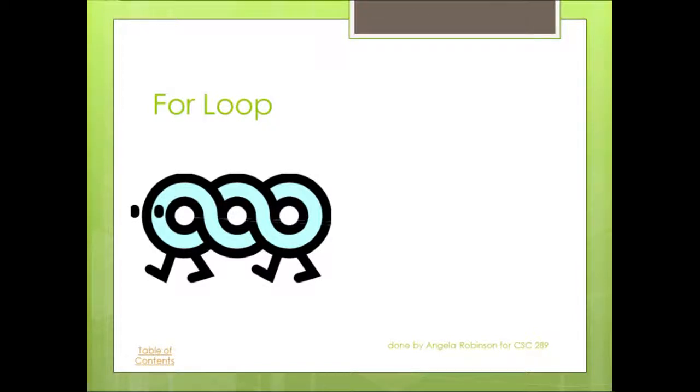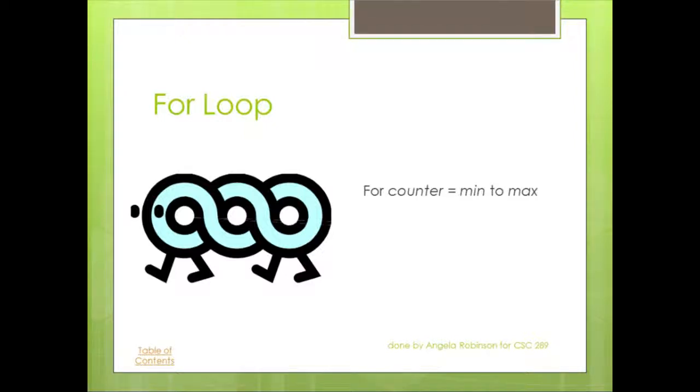Although you can write any loop as a count-controlled loop, there is one repetitive statement that is used specifically for count-controlled, and that is called the for loop. Here is the syntax of it. You start with the for keyword, followed by the counter variable name.